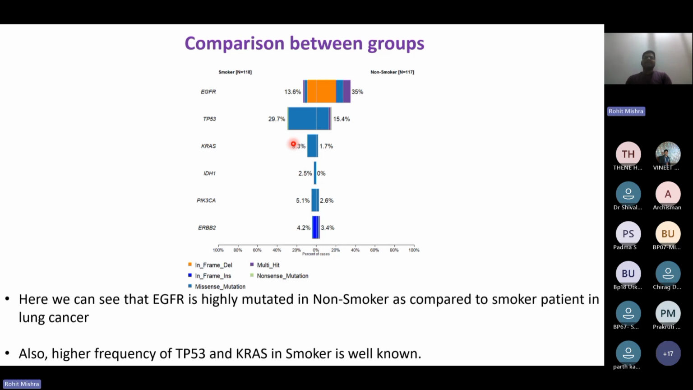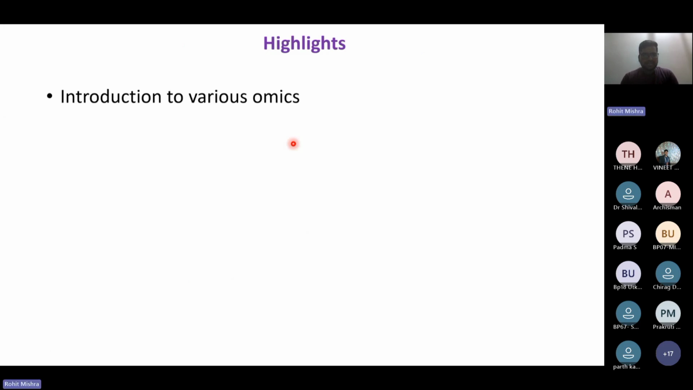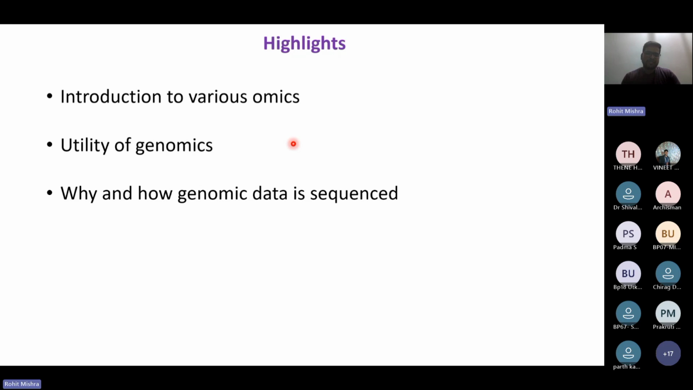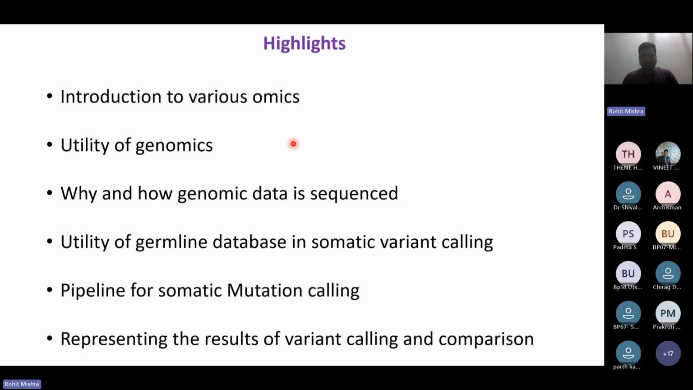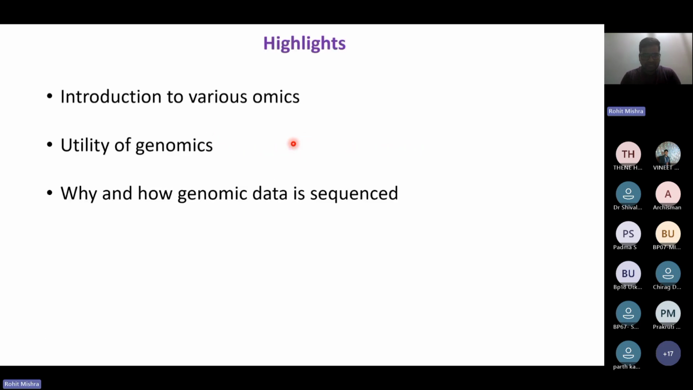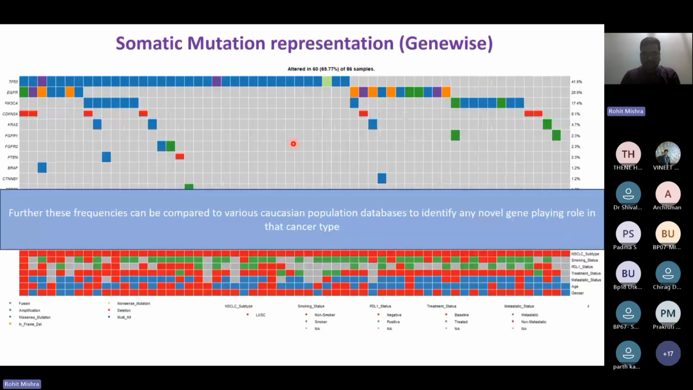So this is how the genomic data is interpreted, and this highlights what I have presented till now. We have talked about an introduction to various omics and the utility of those genomics, and why and how genomic data is sequenced. Fourth is the utility of germline databases in somatic variant calling, because it plays a very important role. A lot of germline databases or normal samples need to be sequenced to help us identify somatic variant calls. And there is a pipeline for somatic mutation calling.